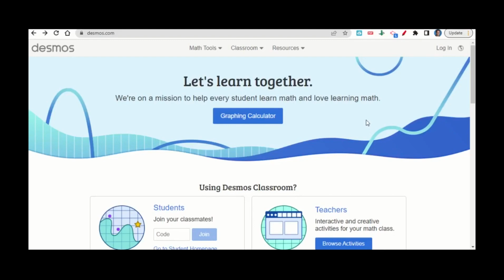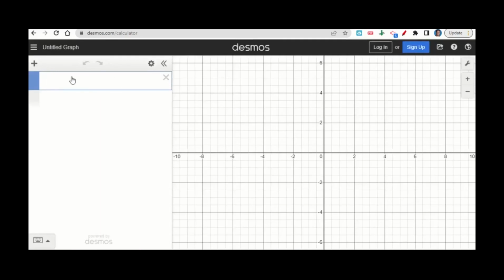Now let's take a look at how we can use Desmos to check our work when checking the location of the vertex of a quadratic. We go to Desmos.com and click on Graphing Calculator. Whether it's in standard form or vertex form, we can type it in either way to check our work. So we can type in y equals 2x squared minus 4x plus 3, and we can see the exact location of the vertex. If we click on it, it'll tell us exactly where it is. It's at x equals 1, y equals 1.